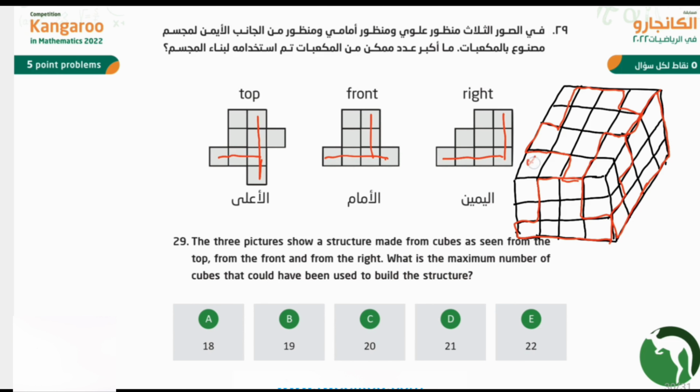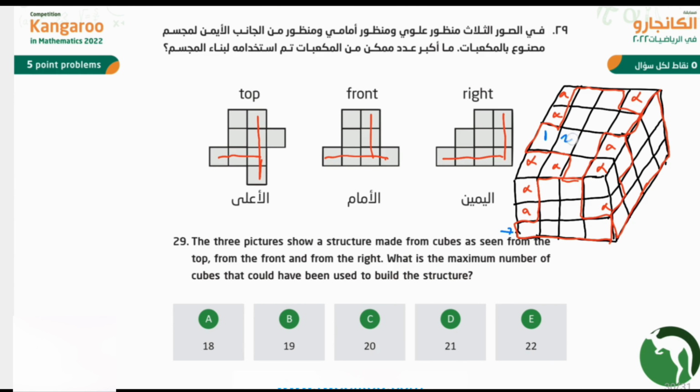Okay, now let's see. Here we will not have any cubes, and here, and here, and here, and here. So these places will be empty. Now let's count the number of existing cubes. Here we will have just one cube, because if you look from the front we just have one cube appearing, so we cannot have more than one here.